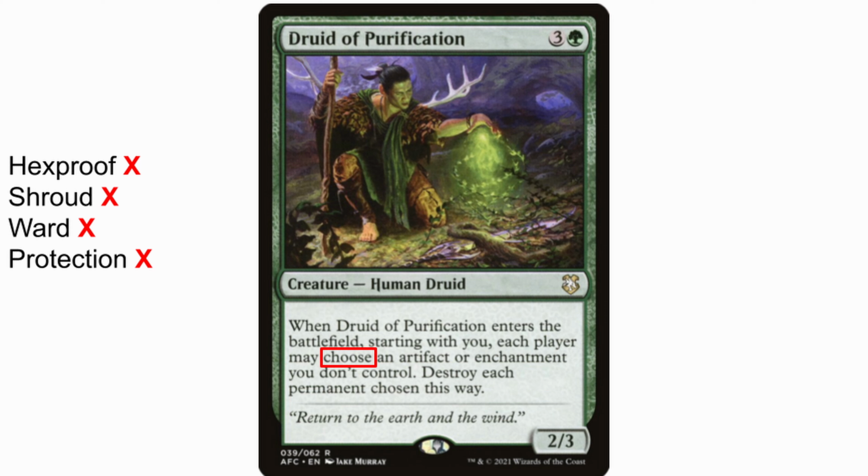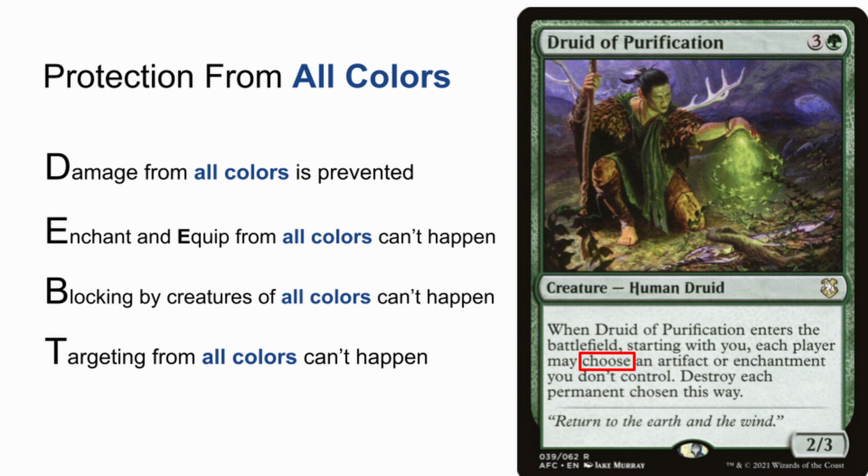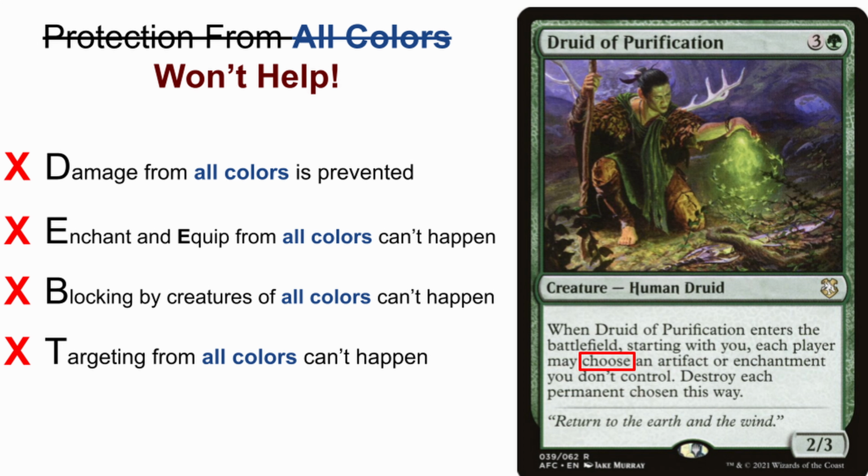But what about protection from all colours? Go back to my video on how protection works for a full deep dive into it. But let's check Druid of Purification against what protection keeps my permanent safe from. We'll use the DET acronym to go through our checklist. The Druid isn't damaging anything. It's a destroy effect, and protection doesn't protect against destroy effects. It's not enchanting, equipping or blocking, so none of those apply. And we've already covered that Druid isn't targeting, so having protection from all colours won't help either.